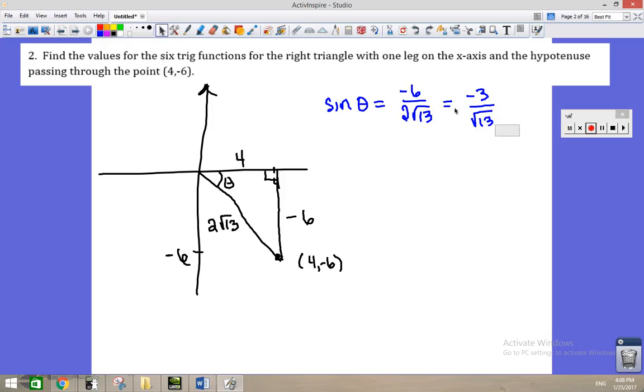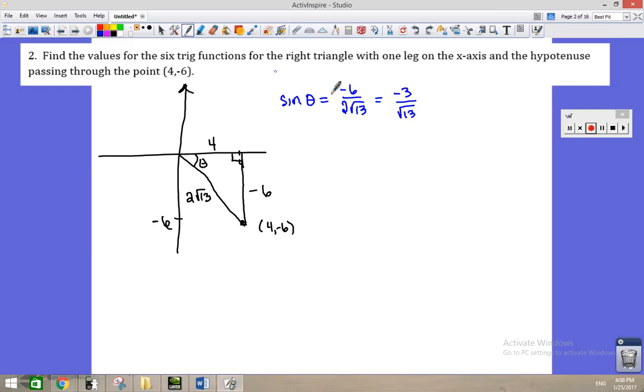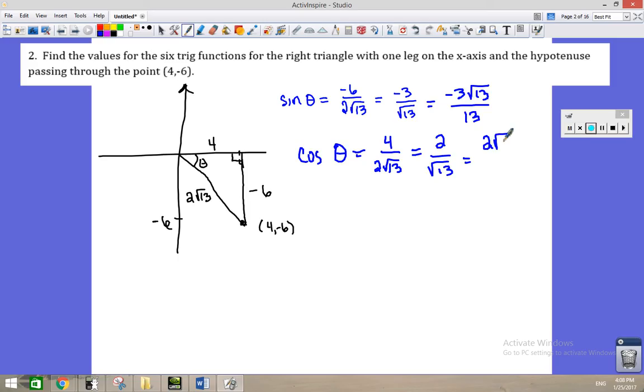I need to rationalize that, and this rationalizes to negative 3 radical 13 divided by 13. The cosine of theta is going to be positive. It agrees in sign with the x-coordinate, and if you're to the right of the y-axis, x is positive. The cosine is the adjacent side divided by the hypotenuse. So this reduces to 2 over radical 13, which rationalizes to 2 radical 13 over 13.